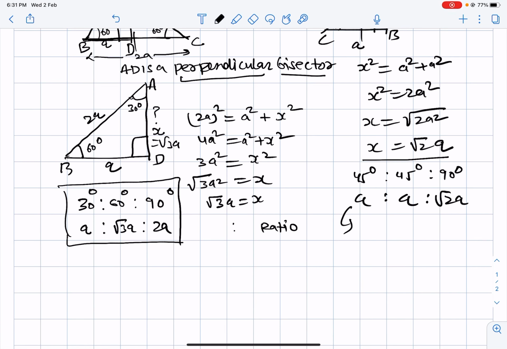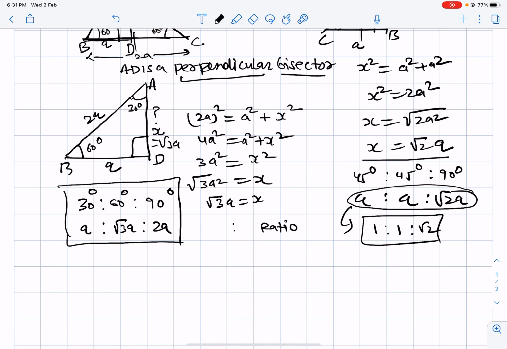The simplified version of this can be 1 is to 1 is to square root of 2. But I think this one, a, a, square root of 2 a, is more useful. And here also you can simplify it to 1, square root of 3, 2. But again, as I said, I think this one is more useful.